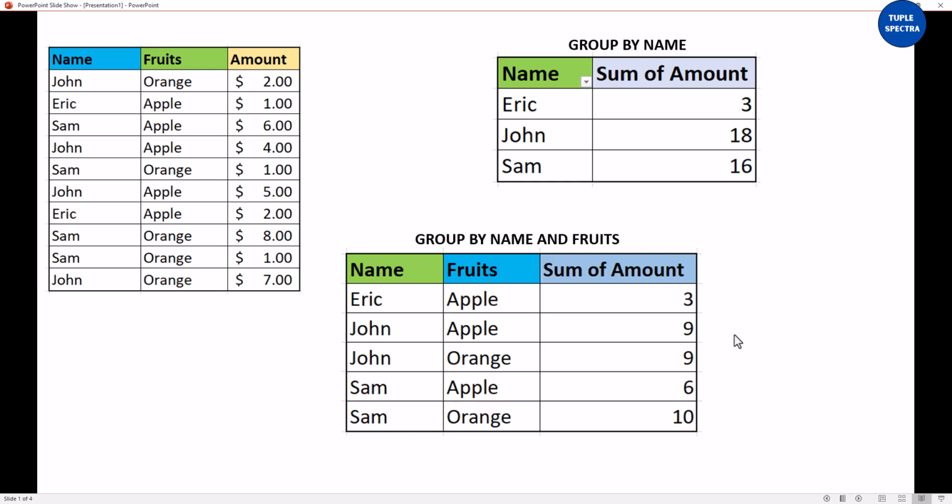John spent on each fruit and Sam spent on each fruit. In that case, you are grouping by name and by fruit. Okay, now how do we do that? Let us look at Eric.